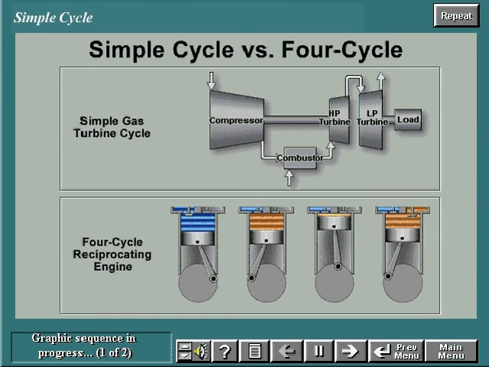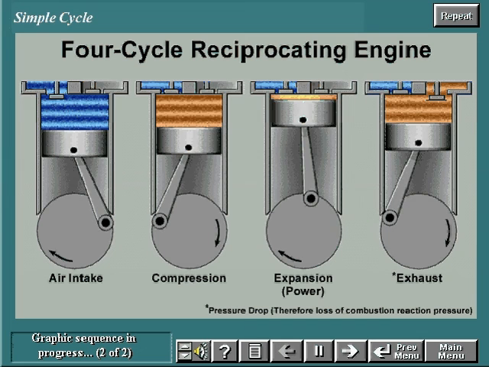To better understand the simple gas turbine cycle, it will help to first review the principles of a four-cycle reciprocating engine. In the four-cycle engine, production of power is intermittent. This happens because loss of combustion reaction pressure occurs due to the pressure drop involved in the exhaust stroke.